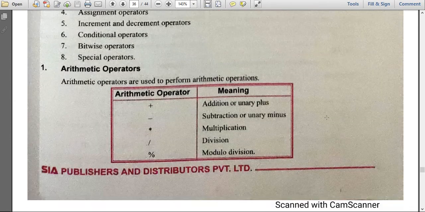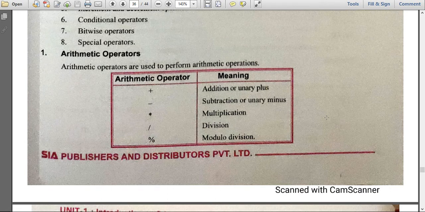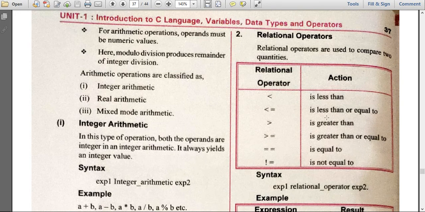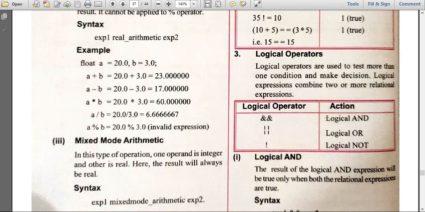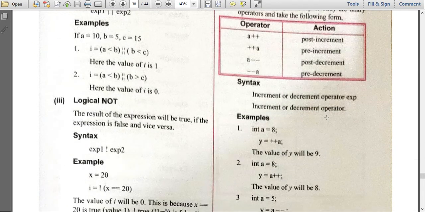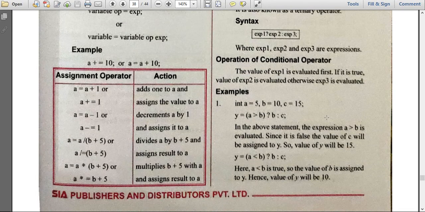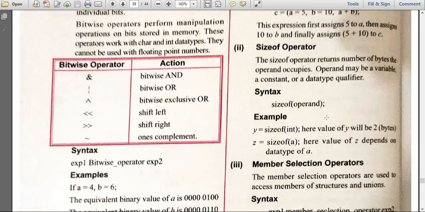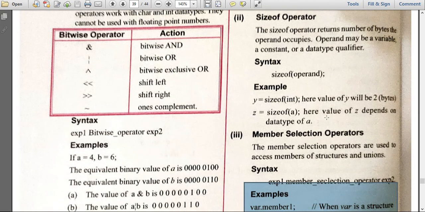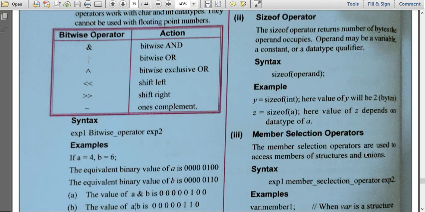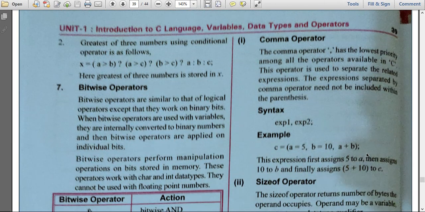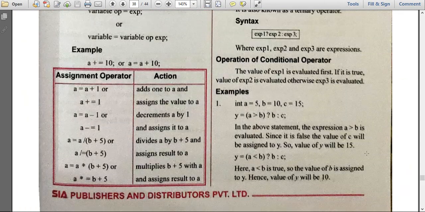Arithmetic operators perform all arithmetic operations. Next, relational operators, logical operators, assignment operator, increment and decrement operators, conditional operator, bitwise, and special operators. These are all the operators we have discussed in today's class. So go through this question, and if you have any doubts, please come back to me once you are done with the reading.